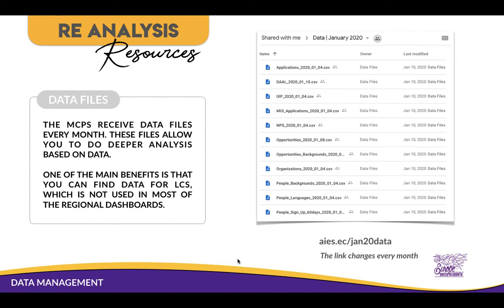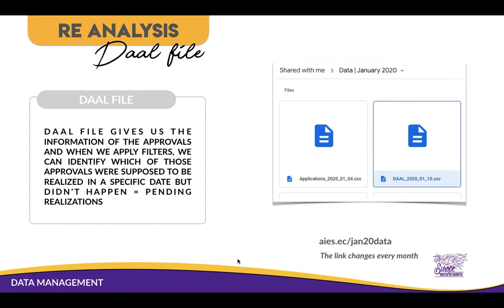We're going to use, in this case, the DAL file. So DAL will give us the information of the approvals, and if we apply the filters correctly, we can also identify the approvals that were supposed to be realized in the past but didn't happen. So that means pending realizations. This is what we're going to learn now.